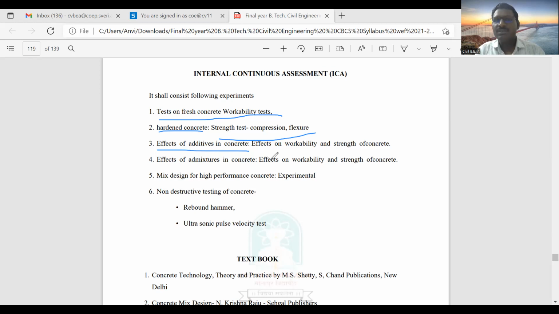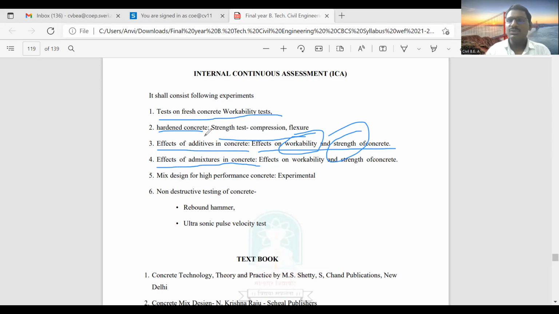Such additives we are adding, and for that we have to test whether the strength of the concrete is maintained or getting higher. Then effect on workability and strength. These 2 parameters, strength and workability of concrete, we have to find by adding the additives. Then effect of admixtures in the concrete. Here additives means fly ash we are adding, silica fume we are adding, some fibers we are adding in the concrete. That is the additives.